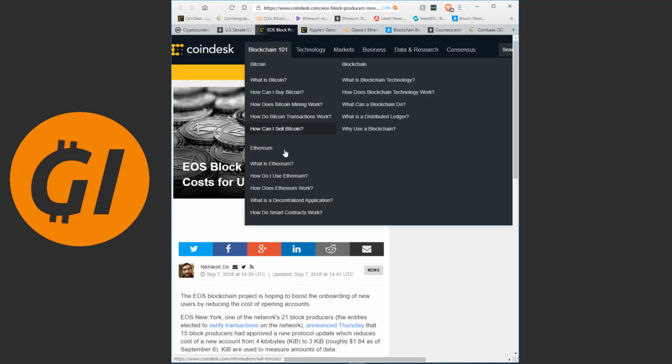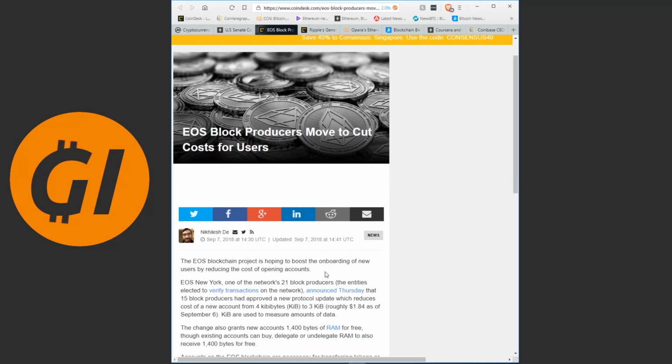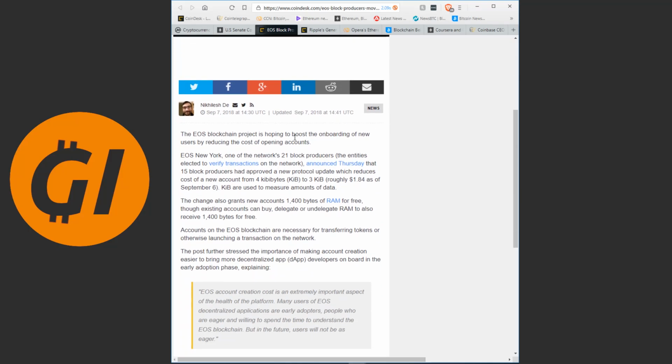Next up, EOS. Now, EOS has some issues with cost, with how expensive it is to start accounts, and they're taking some steps to help with that. EOS block producers move to cut costs for users.